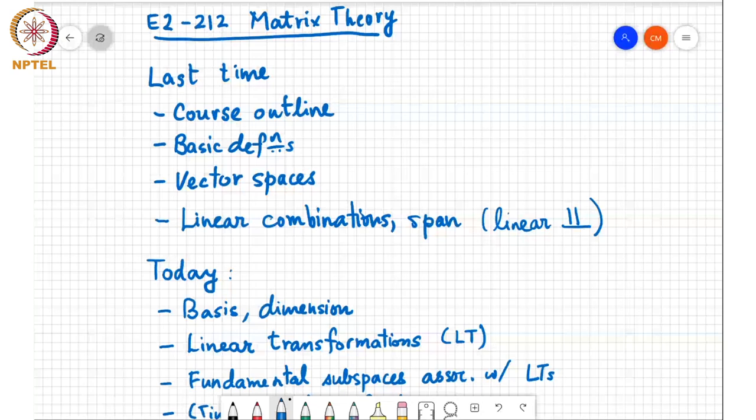I'll just reiterate that a set of vectors is linearly independent if the only linear combination of this set of vectors that gives you the zero vector is the all-zero combination. That is, all the coefficients must be equal to zero. That's the only way you can reach the all-zero vector. Then we say that set of vectors is linearly independent. Otherwise, they are linearly dependent. That means there is a non-trivial linear combination of those vectors, where some of the coefficients are non-zero, which when added together gives you the zero vector.